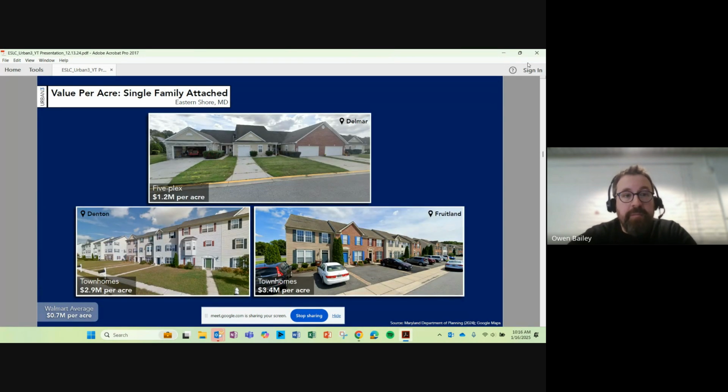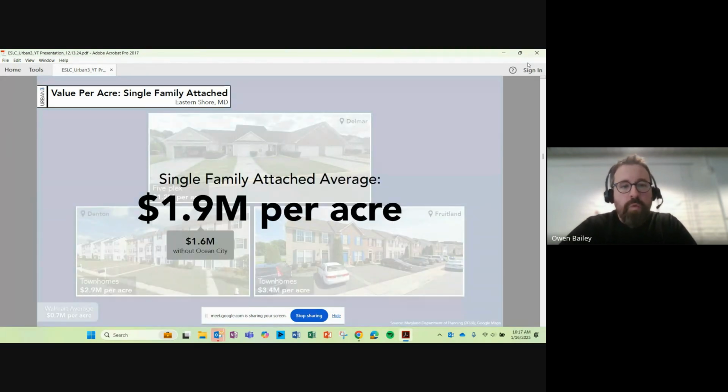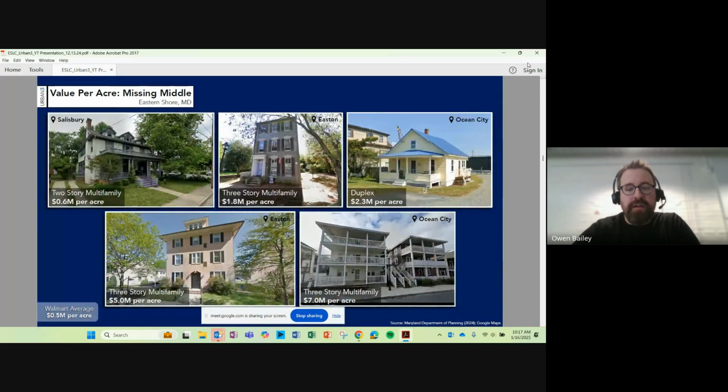And if we go up to single family attached, we can see huge jumps in that number. $1.2 million in Delmar, $2.9 million in Denton, and $3.4 million in Fruitland, for an average of $1.9 million per acre for the Eastern Shore, 1.6 if you remove Ocean City, and keep that average of $200,000 per acre for the single family detached that we have.